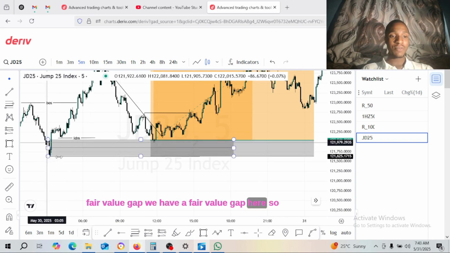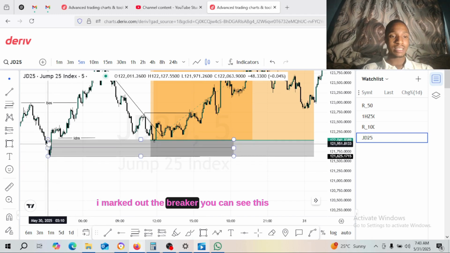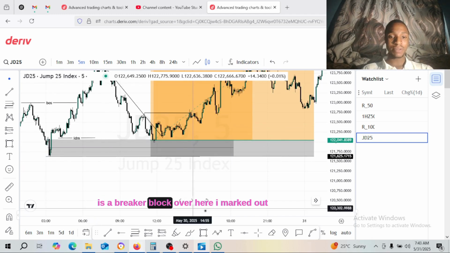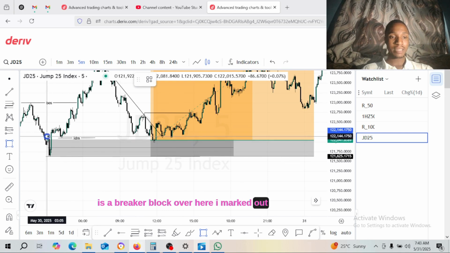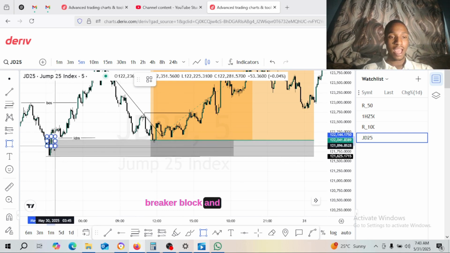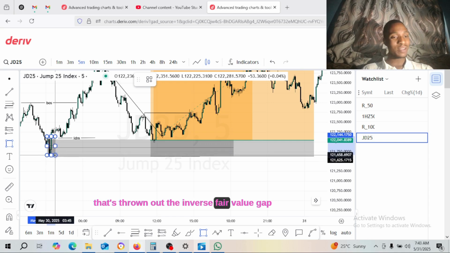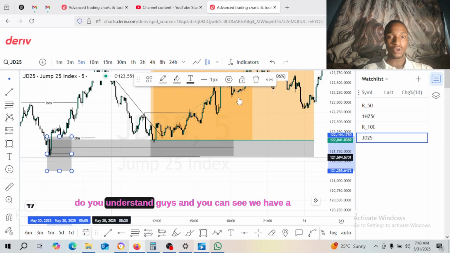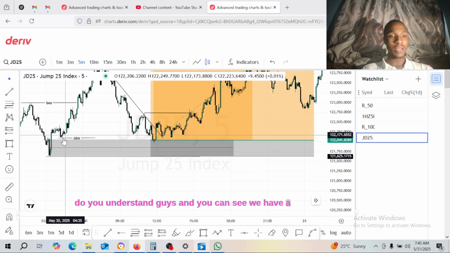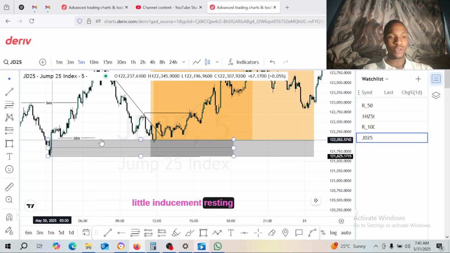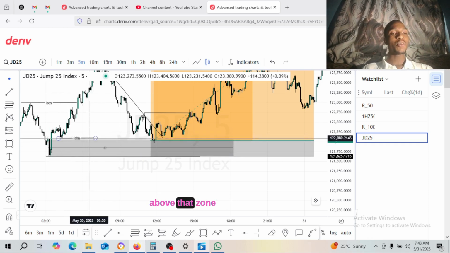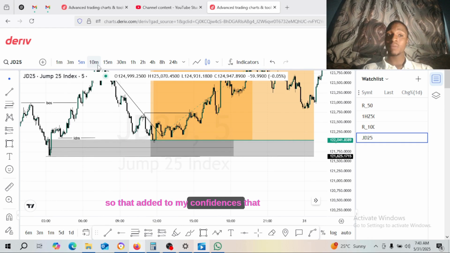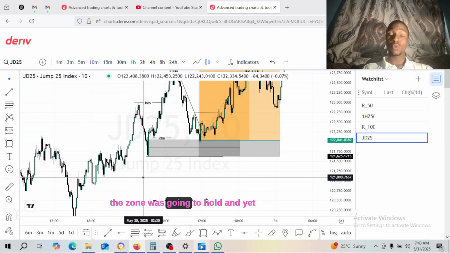We have a fair value gap here, so I marked out the breaker. You can see this is a breaker block over here. I marked out the whole breaker block and that zone out, the inverse fair value gap all together as my order block. Do you understand, guys? And you can see we have a little inducement resting above that zone, so that added to my confidence that the zone was going to hold.